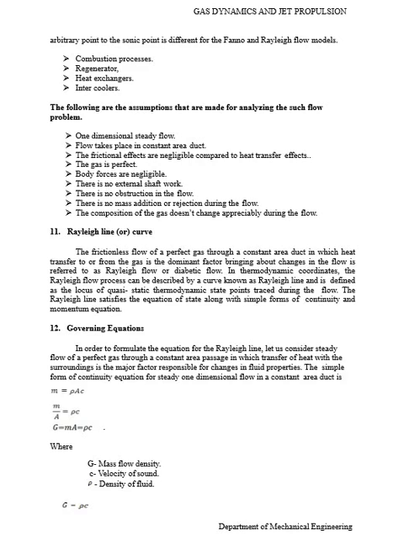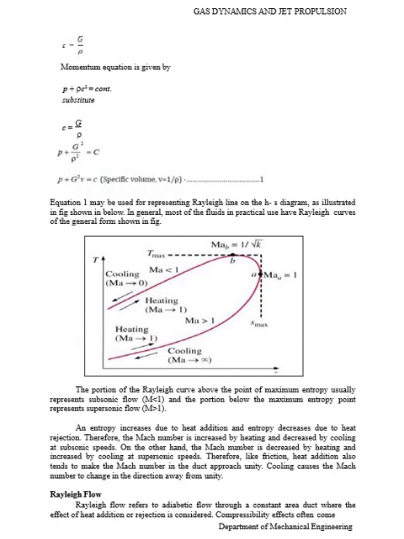Next, the governing equation. In order to formulate the equation for a Rayleigh line, let us consider steady flow of a perfect gas through a constant area passage, in which transfer of heat with the surroundings is the major factor responsible for the changes in the fluid properties. The simple form of the continuity equation for steady one-dimensional flow in a constant area duct is m dot equal to rho A C, then m dot by A equal to rho C, then G equal to m dot by A equal to rho C, where G equal to mass flow density, C equal to velocity, rho equal to density. Then C equal to G by rho.